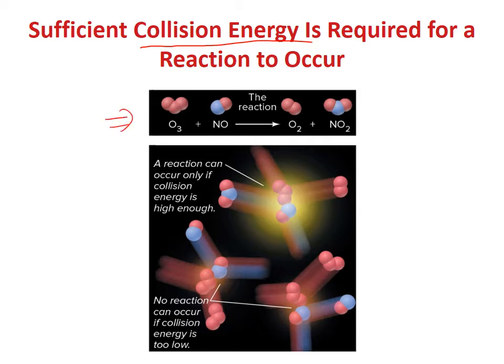Let's take this reaction as an example. Ozone and nitrogen monoxide react to form oxygen gas and nitrogen dioxide. Here shows a collision between an ozone molecule and nitrogen monoxide. If this reaction takes place at a higher temperature, the molecules have enough energy to break the bond between oxygen in ozone and form a new bond between oxygen and nitrogen. And the result is the products NO2 and oxygen.